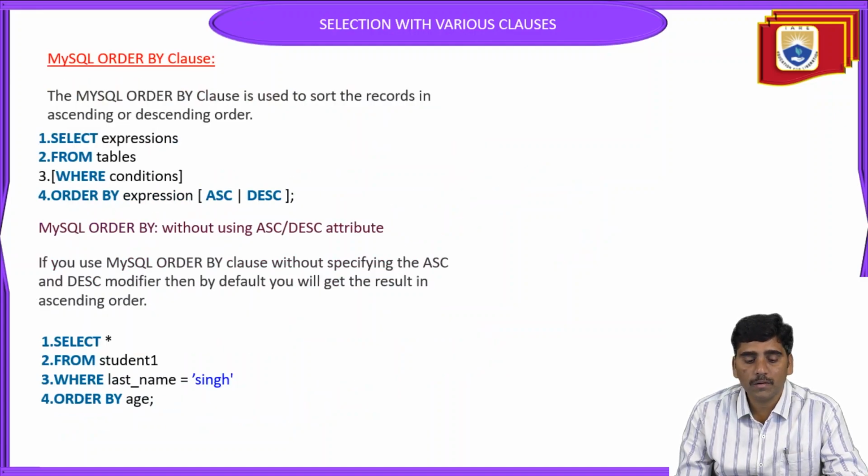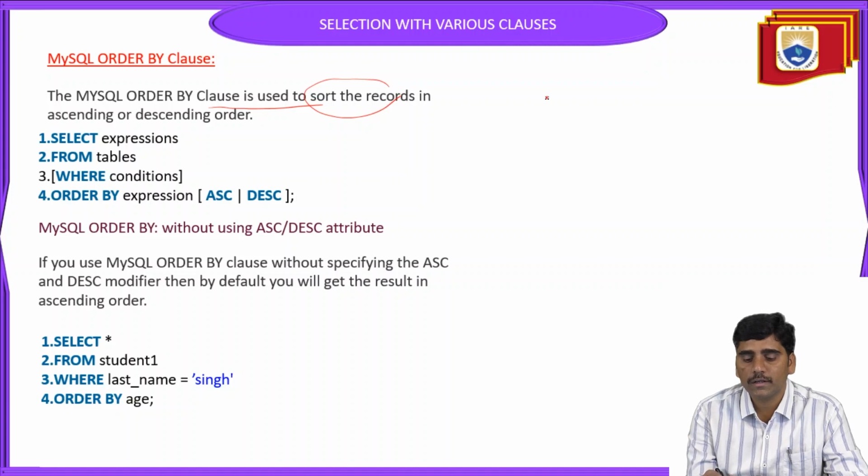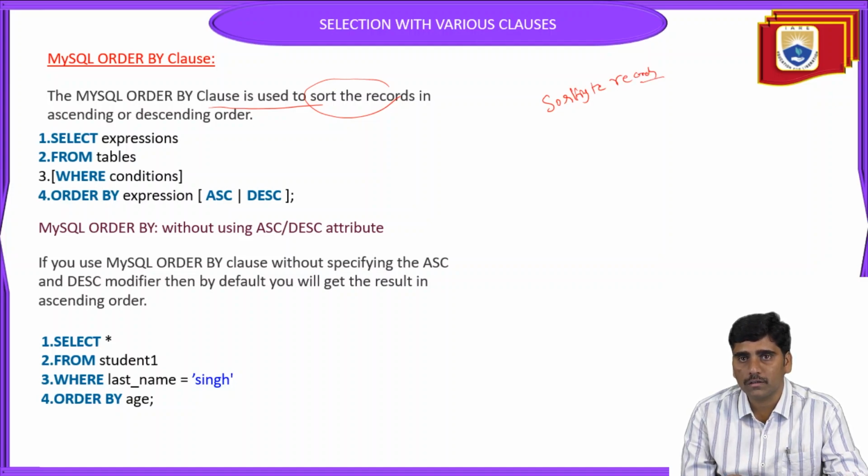And the MySQL ORDER BY clause. The MySQL ORDER BY clause is used to sort the records. Sorting means sequencing the values, sorting the records in ascending order or descending order.